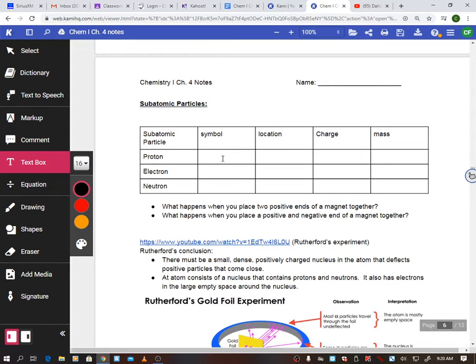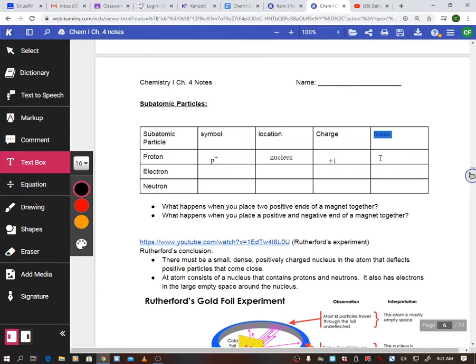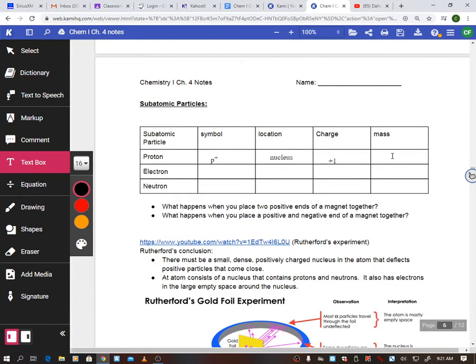So the symbol for a proton is P, and then they will have a plus sign. All right, so it's a proton, and then it's got that superscript. The location of protons is in the nucleus of the atom. They have a charge of +1, and they have a mass that is right at 1.